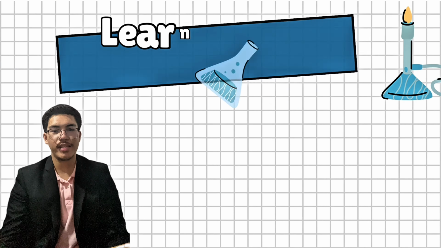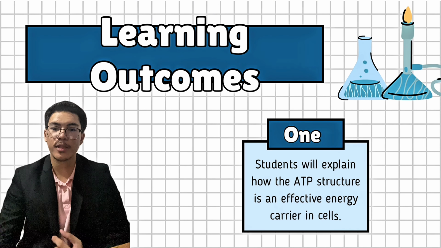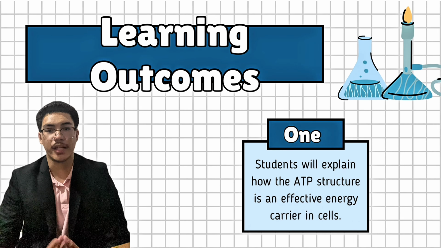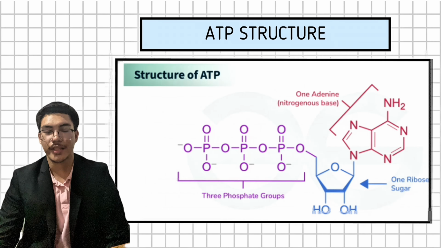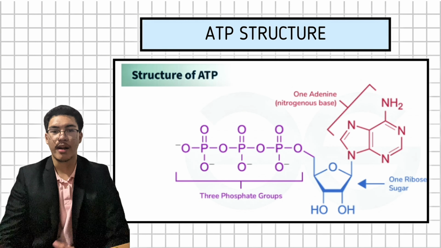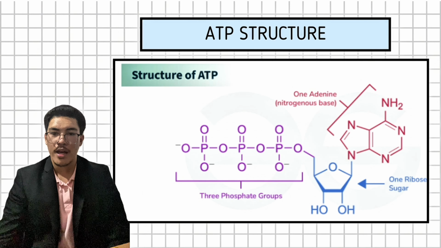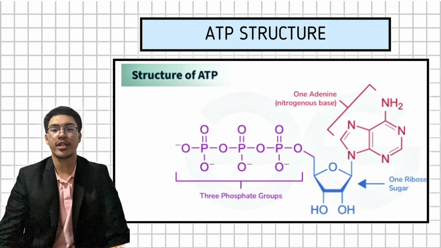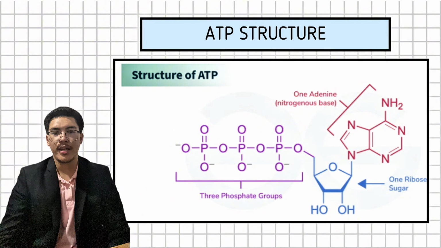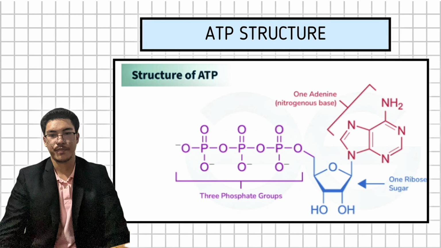Now, we're at the end of our discussion about adenosine triphosphate. Let's look back at our learning outcomes to see if we have achieved these. First, explain how the structure of ATP makes it an effective energy carrier in cells. Exactly. We've talked about how ATP is made up of an adenine base, a ribose sugar, and triphosphate groups, and how it supplies energy to biological processes when it is hydrolyzed, as it produces ADP, inorganic phosphate, and energy.